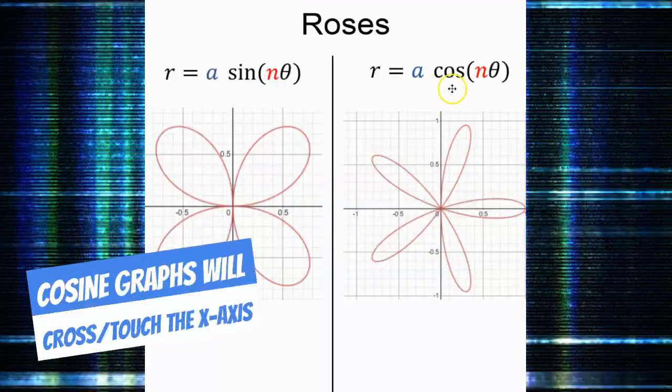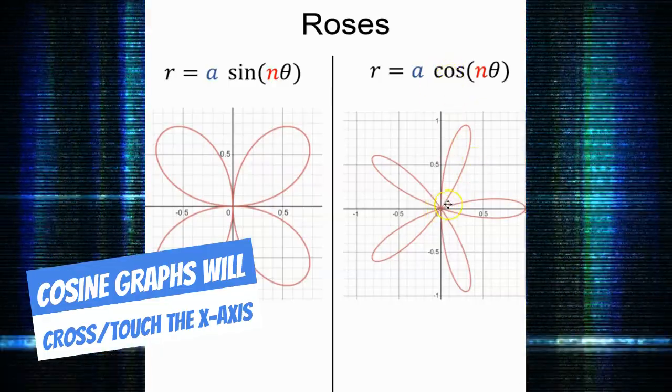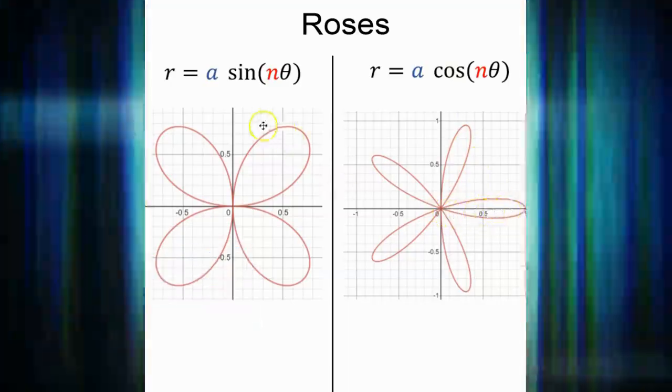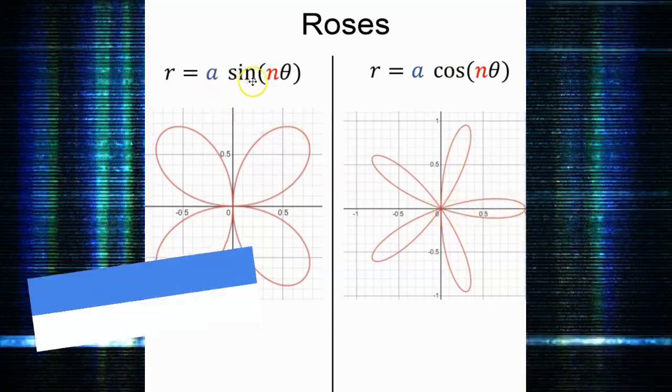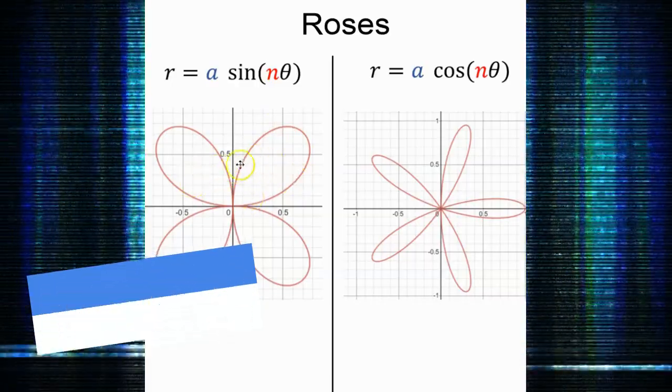These two graphs represent Rose curves. This cosine one, notice it crosses the x-axis, whereas the sine version of it does not. Instead, it's going to reflect across the y-axis.